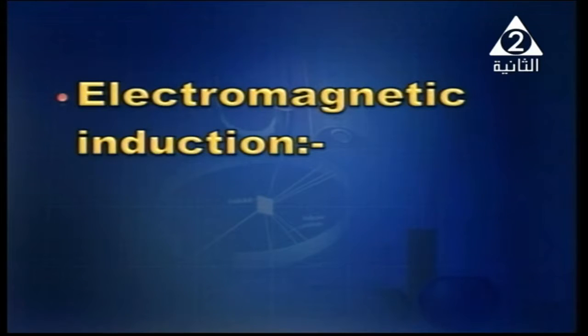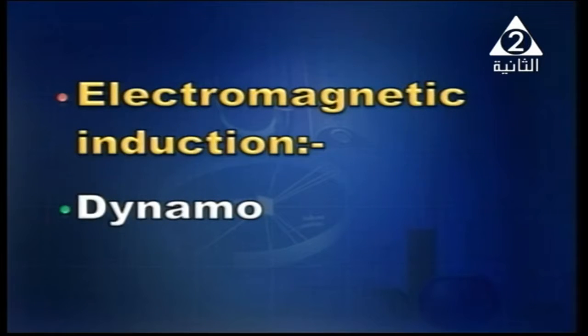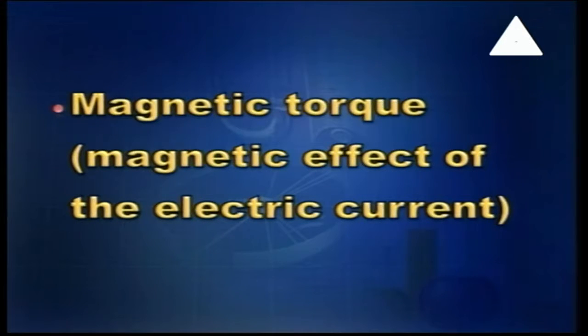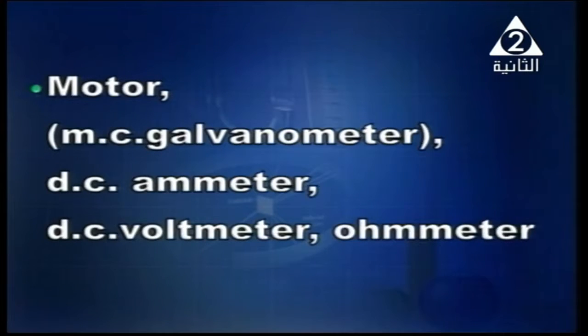We want a device or an application of electromagnetic induction. Yes, sure, it is the dynamo. A device or application of magnetic torque, magnetic effect of the electric current. Okay, we've got many devices. It is the motor. Motor is one of them, moving coil galvanometer, also DC ammeter, DC voltmeter, and ohmmeter. They are all based on magnetic torque.